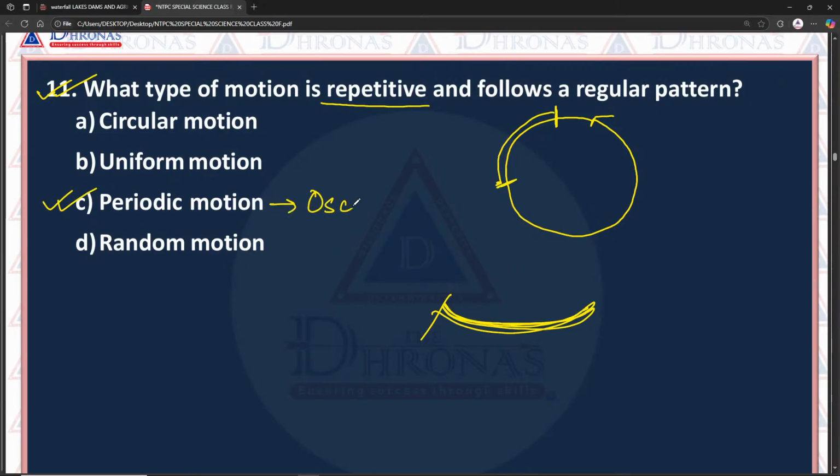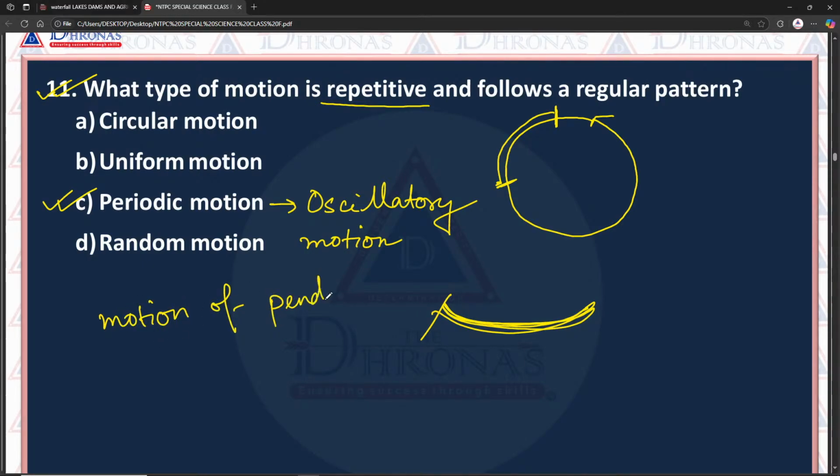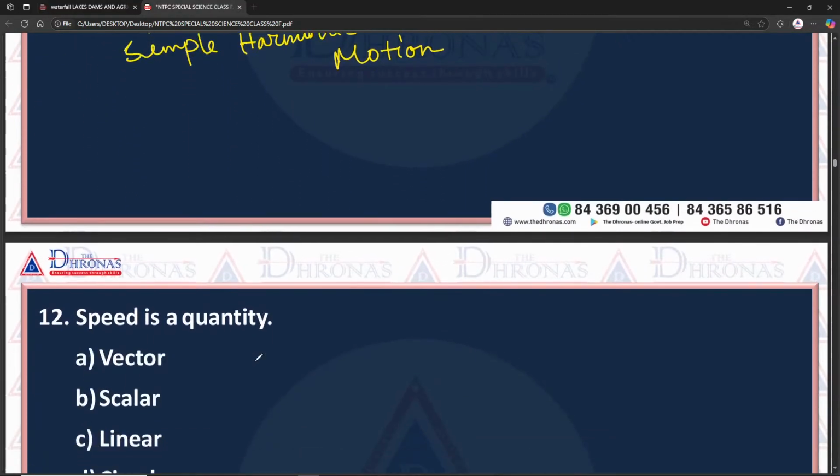This type of motion is known as oscillatory motion or periodic motion, like the motion of a pendulum or simple harmonic motion. These are periodic motion. So your answer is periodic motion, repetitive and regular pattern. Okay. Now moving on to the next question.